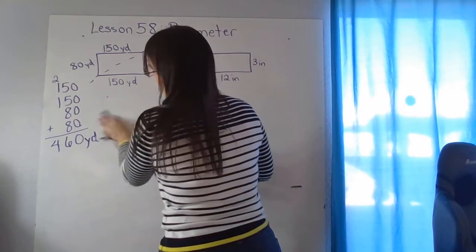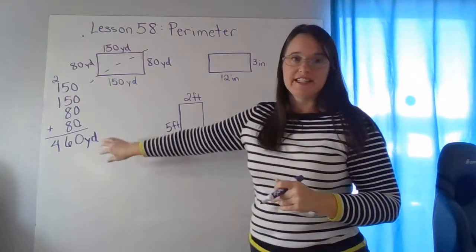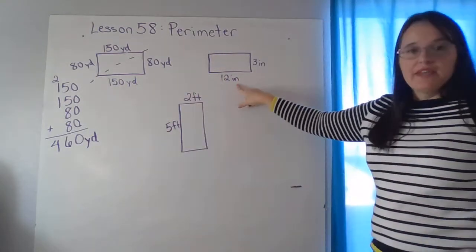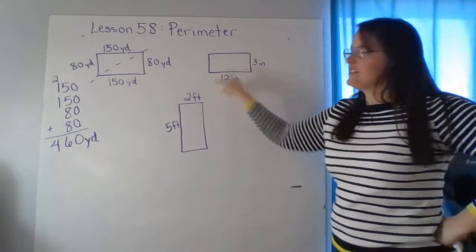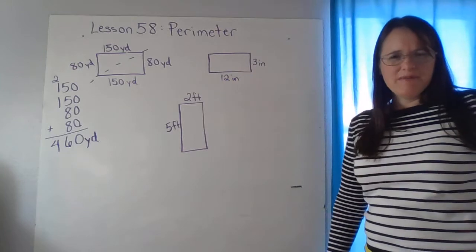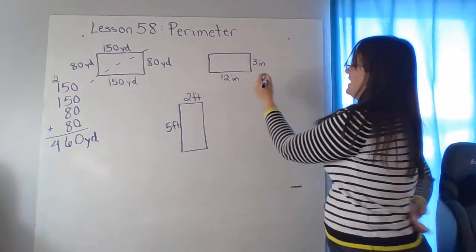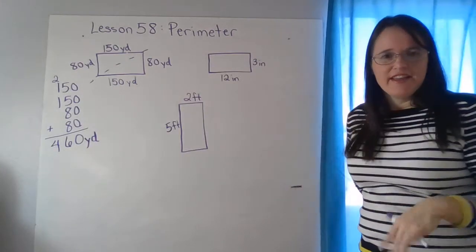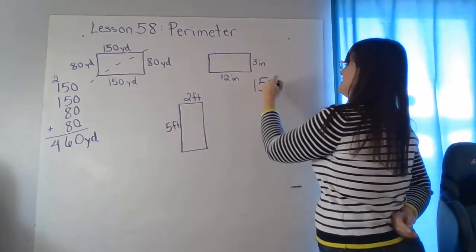I'm going to get rid of that wrong problem, and we'll leave the correct one up as our example. So here, another rectangle. I know this is 3 inches and I know this is 12 inches. So how am I going to figure out the perimeter? Oh, I have to add the sides. So, I can do that in my head. 3 plus 12, that's 15 inches.